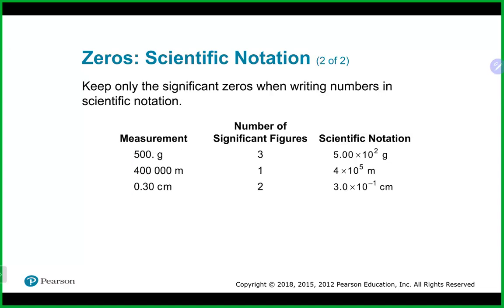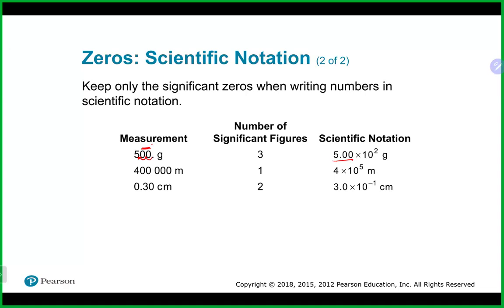And again, as we talked about, we do want to maintain the proper number of significant figures. So in this case, we would go 2 places to the left. Because that decimal is there, that means that these zeros at the end are significant. So we do need to carry them over to our scientific notation.